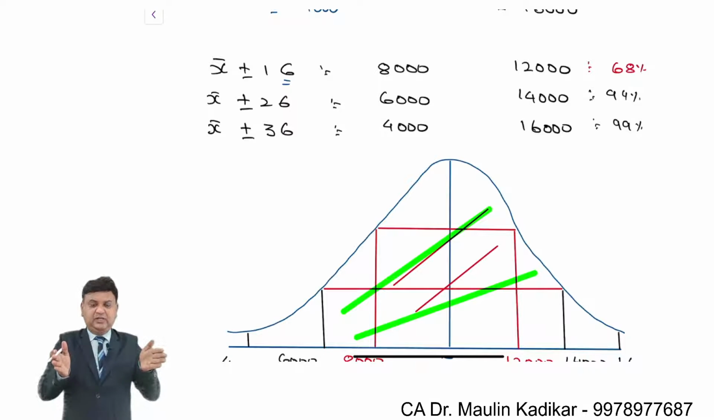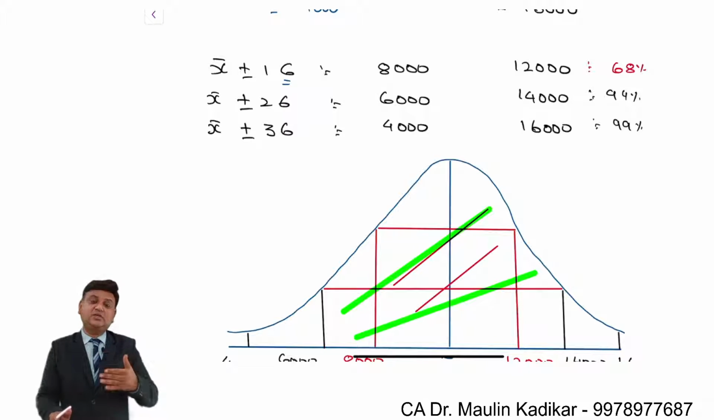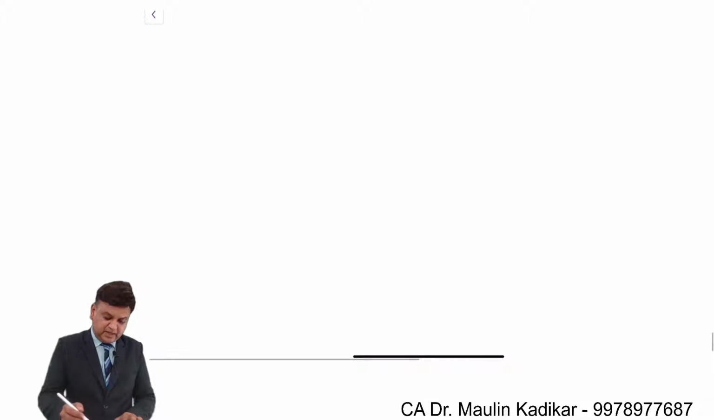Means higher the volatility, higher the risk. If the volatility is more, it means that the risk of the project is more. This is what we understand. So standard deviation is considered to be the measurement of the risk. Higher the standard deviation, it means more risk. Lower the standard deviation, it means less risk.